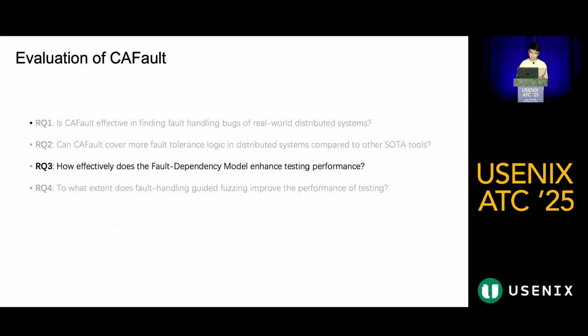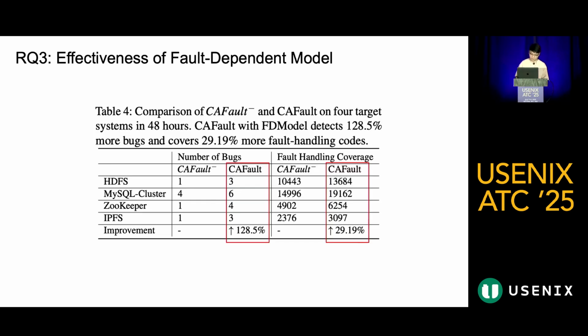Next question, how effectively does the fault-dependent model, FDModel, enhance testing performance? To evaluate the effectiveness of FDModel, we also conduct experiments that compare CAFault with CAFault minus, the version of CAFault which disables the fault-dependent model and generates configuration input randomly.